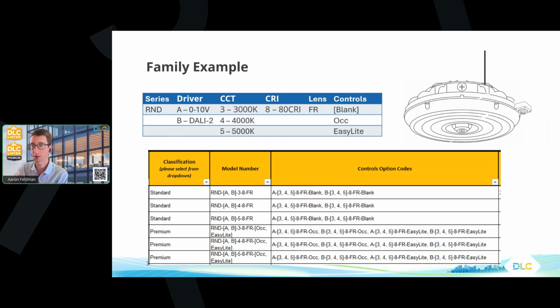Under controls options code, it is broken out as well by driver, because the driver communication is an important feature of controllability of a product. And so we are designating that differently on the QPL. So under controls options code, you can see there is a separation for the 0 to 10 volt as A, for the DALI 2 as B for the different models. And then for the premium models, it also has the OCC and Easy Light options.